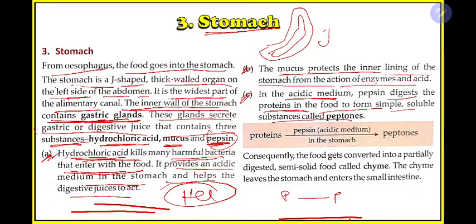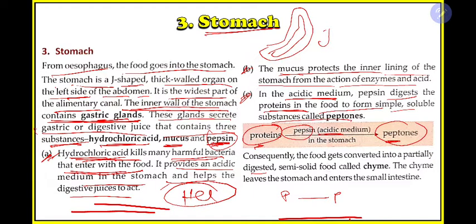So remember 3P. The first is protein. Protein is digested by pepsin, and it converts the protein into peptones. These three terms: protein is the complex one. Pepsin is the enzyme which acts in acidic medium, and it converts the protein into simple soluble substances known as the peptones. Consequently, the food gets converted into a partial digest.